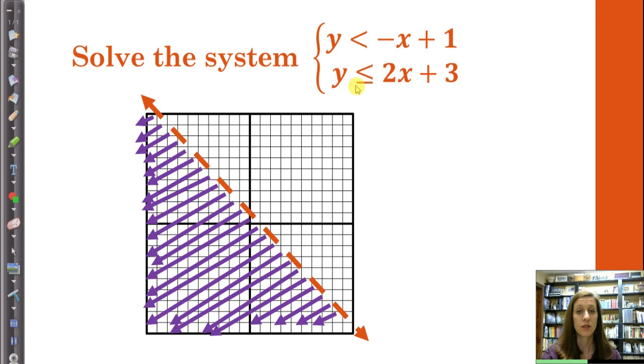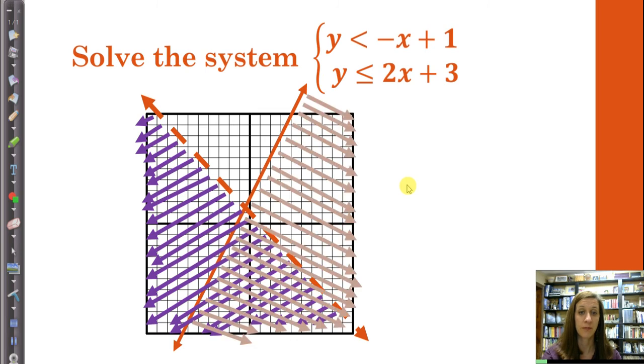The next inequality is y is less than or equal to 2x plus 3, so I would graph the 2x plus 3. This time I have a solid line because we have equal to, but again, this is also less than, so I'm going to shade below my line.